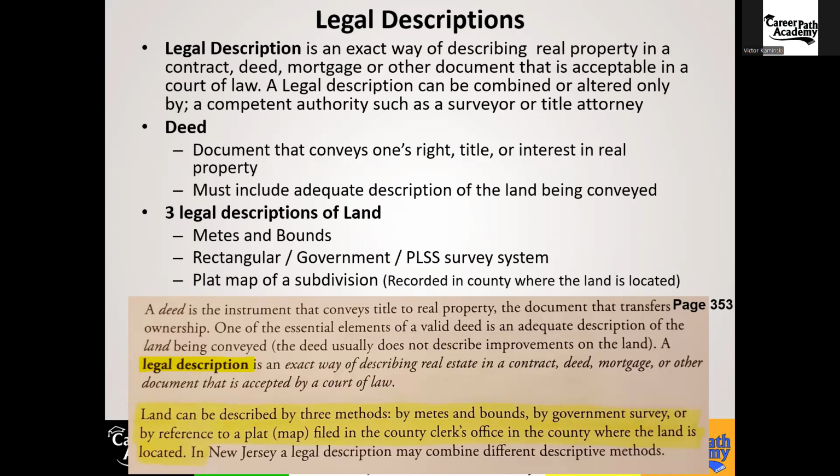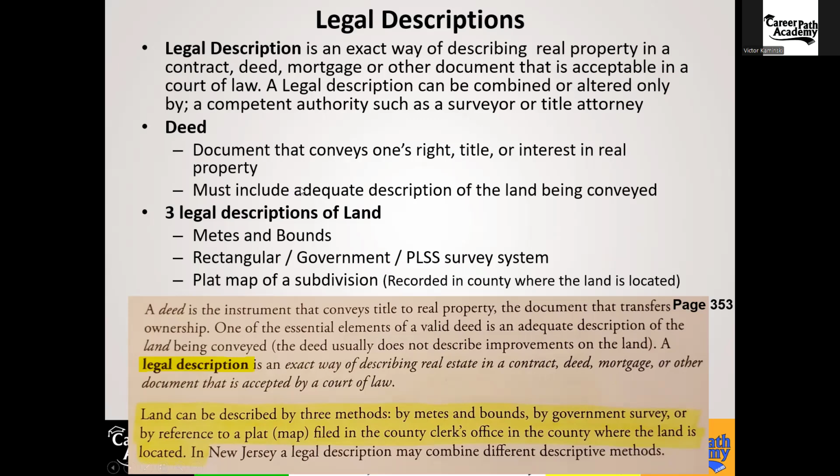Now, a deed is the document that we use to convey our rights, title, or interest in real property, whether it's a partial ownership interest or whether it's like air rights or mineral rights, etc. So we have to have an adequate description of what exactly is being conveyed, whether it's land or a right or partial ownership of the rights in that deed.